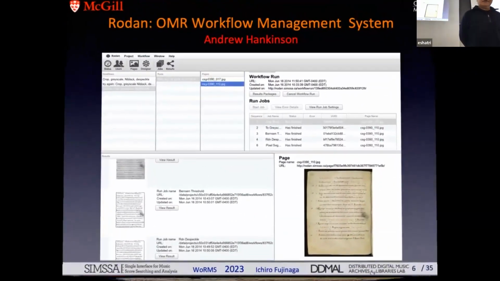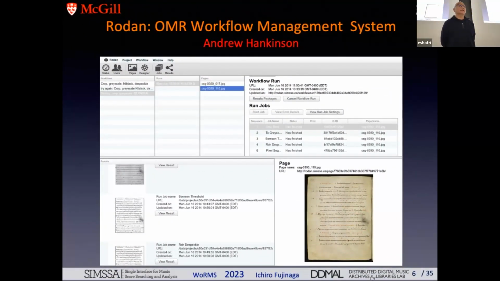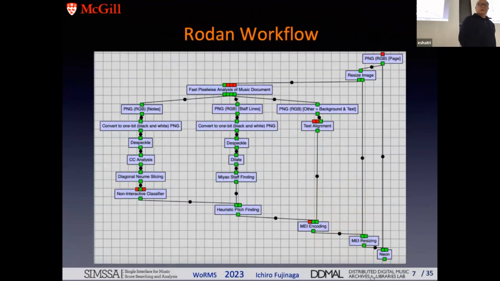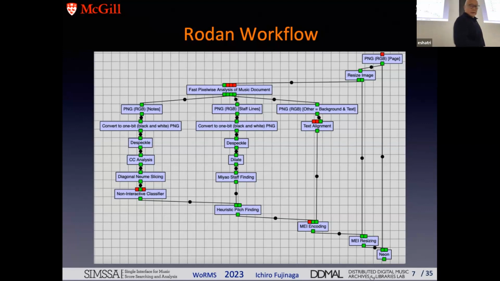So we have a system called Rodan, which was basically Andrew Hankinson's PhD. And this is basically what the workflow looks like. It's basically graphic programming. It's like Max MSP, if you know that. So you can just plug things in. And this is basically the whole thing.